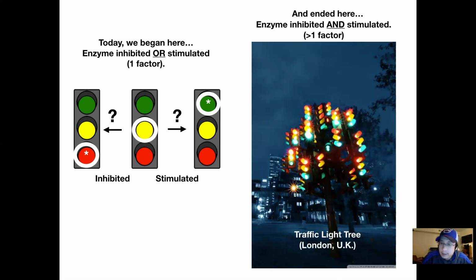In London, UK, the traffic light tree. It is a piece of art that's not functional, pretty cool to look at. But I think this is really the metaphor to think of. Simultaneous regulation of even individual regulatory enzymes by multiple inputs. It is complicated. Enzymes are inhibited and stimulated in the context of biosignaling. And oftentimes it's simultaneous. The simultaneity, there I just made a word up, of these pathways is really important.